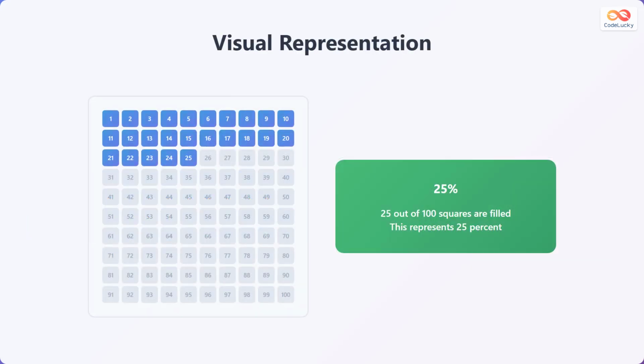Let's visualize what a percentage actually means. Imagine you have a grid of 100 squares. If 25 of those squares are filled, this represents 25%. In other words, 25 out of 100 is 25%.